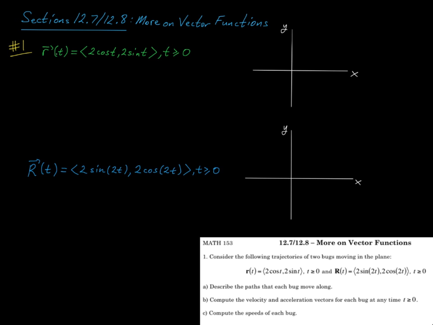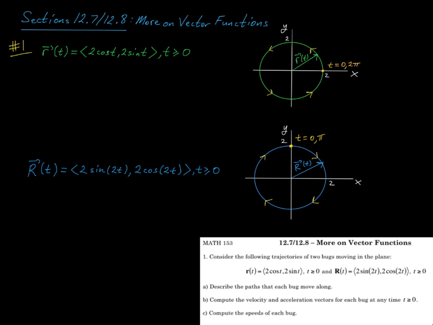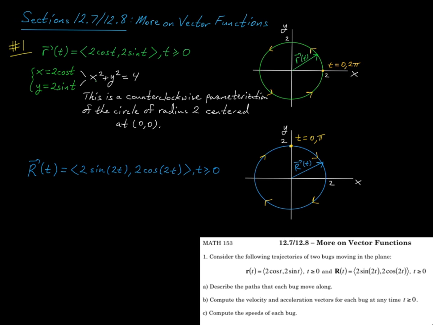Looking at little r of t, notice that we have parametric equations for the circle of radius 2 centered at the origin. The reason is that if we look at x squared plus y squared, that's 4 from the Pythagorean identity. And this equation, x squared plus y squared equals 4, is a Cartesian equation for this circle. Furthermore, since x is a cosine function and y is a sine function, when t is 0, the bug is located right here at the point 2, 0.